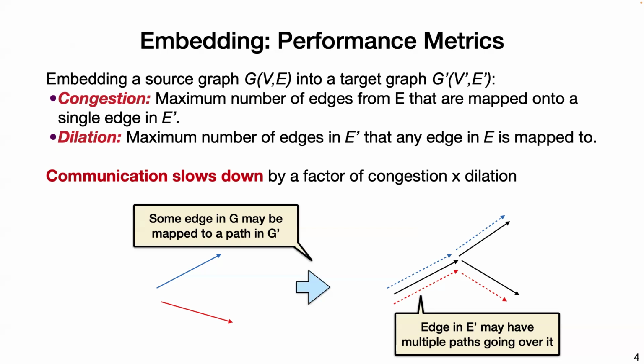And the second one is dilation, which is the maximum number of edges in E prime that any edge in E is mapped to. So you have one edge in E, and the two vertices that edge connected in E may not be directly connected in the target graph. That's where dilation comes from. You may have to do multiple hops for what was one hop in the source topology.